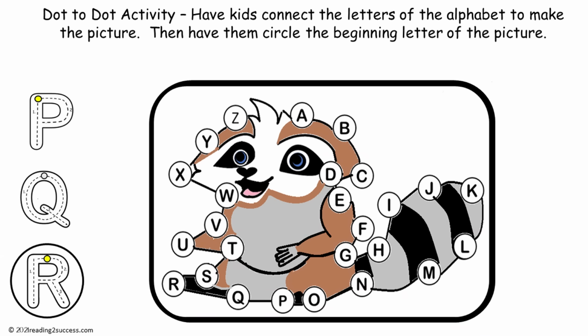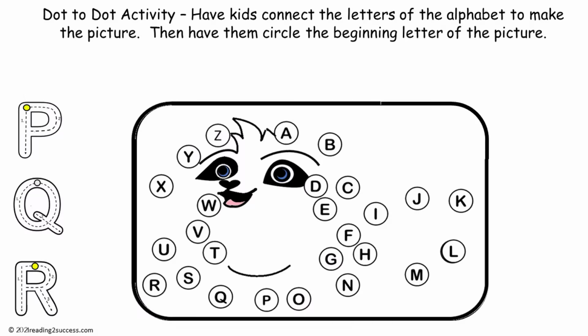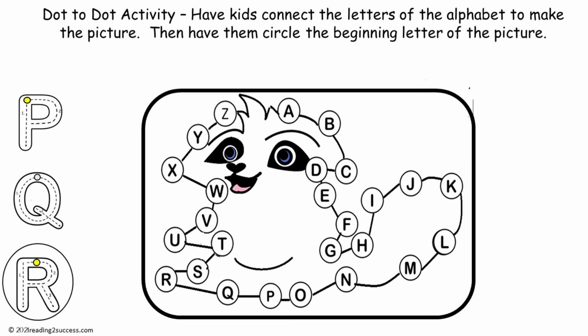Now have kids complete the dot-to-dot activity. Have them connect the letters of the alphabet to make the picture. Then have them circle the beginning letter of the picture. This is the practice page for the dot-to-dot activity. This is the completed activity, and now kids are ready to color the picture.